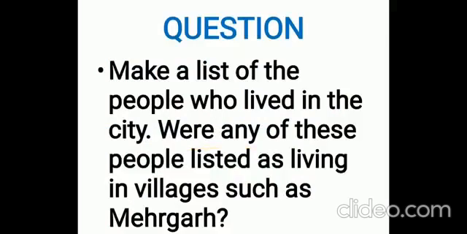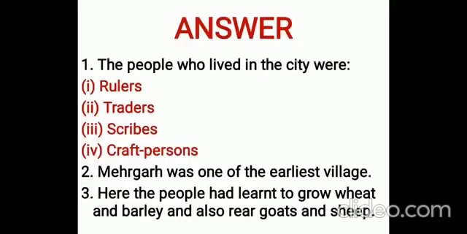Now there are questions in this chapter, which come in between the explanation. Make a list of the people who lived in the city. Were any of these people listed as living in villages such as Mehrgarh? The people who lived in the city were rulers, traders, scribes, and craftspersons. Mehrgarh was one of the earliest villages. Here the people had learned to grow wheat and barley, and also rear goats and sheep.